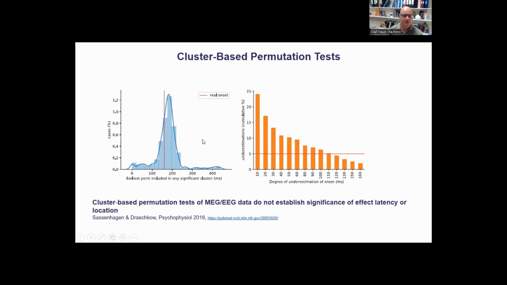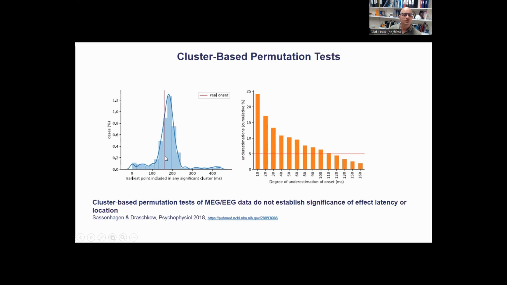And they simulated some data, some simulated ERPs, again one-dimensional. And they estimated the earliest point included in any of the significant clusters based on different runs of their permutation tests. So every time they computed a permutation test, they got a different onset or a different cluster size, and they used the onset of that cluster to determine the onset of the latency. And if you look at the distribution of this, you can see it's quite wide. So it's a very unreliable estimate.